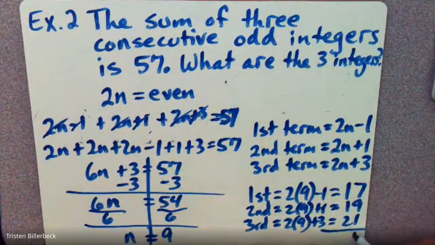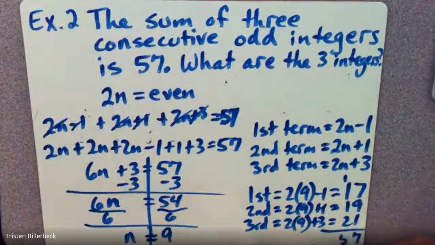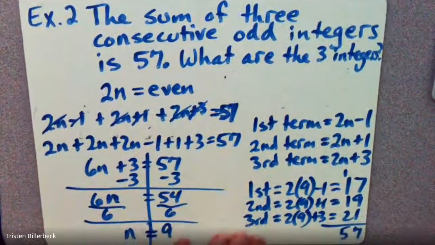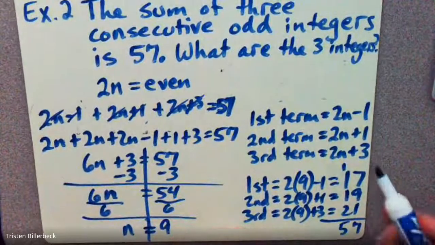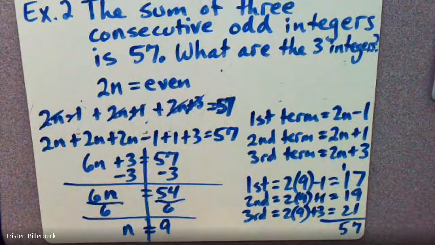So that's 17 here and it's 57. So it checks. Okay. So on this, it's very important and easy to check. Okay. So that's how we would do this problem using algebra and making an equation.